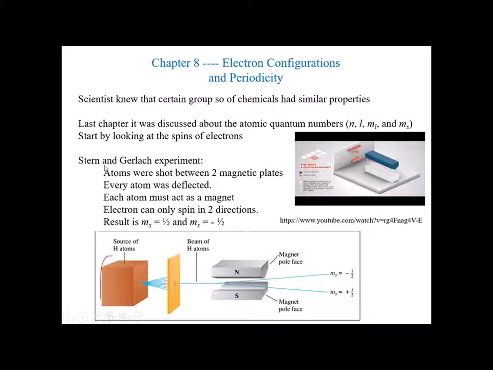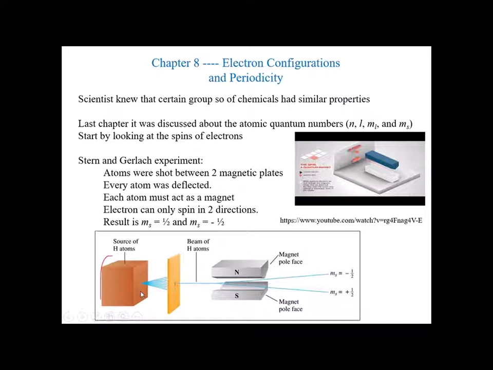Stern-Gerlach did an experiment where they shot hydrogen atoms between two magnetic plates, and every atom was deflected. It was hydrogen because hydrogen only has one electron. From that experiment, they first concluded that each atom must act as a magnet, and second, that the electron can have only two directions of spin, which they call positive 1/2 and negative 1/2.